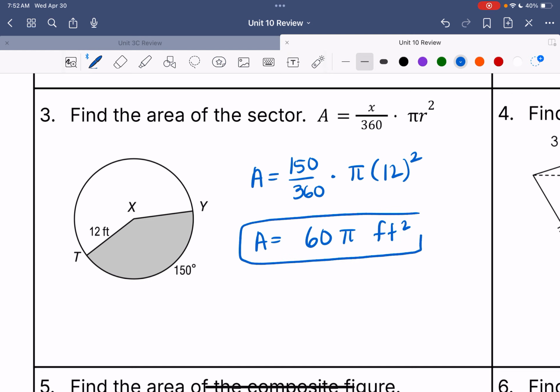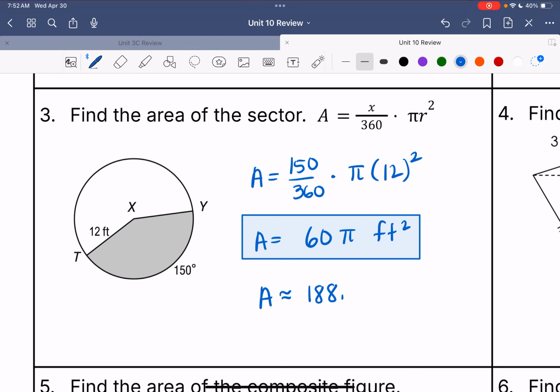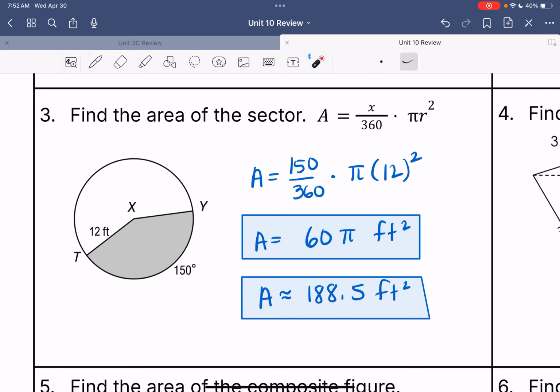And the test that you're taking tomorrow, that's how they leave their answer. But if you want an exact decimal, you can actually multiply by pi. So 60 times pi. That ends up being, so I'm going to do a wiggly equal sign, approximately 188.5 square feet. So both of these are correct answers. It's just like I said, I know on the test tomorrow it's going to be in that format.